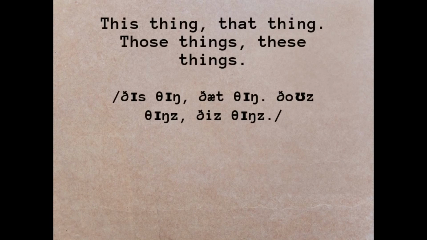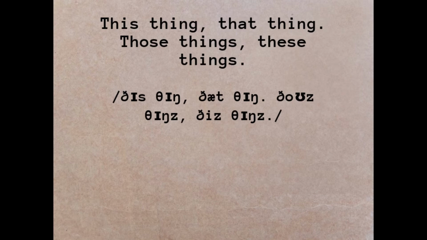This thing, that thing, those things, these things. This will be our first tongue twister. Above is the tongue twister written using the English alphabet. Below is the same thing, but written using IPA. IPA is the best way to improve your English pronunciation.